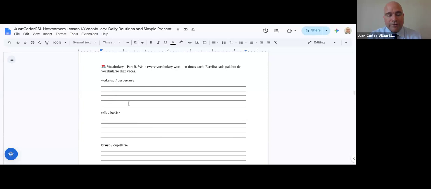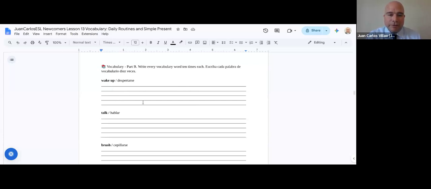And then another 5 more times. Wake up, wake up, wake up, wake up, wake up. So total 10 times. And you're welcome to write it in Spanish as well. También lo pueden escribir en español igual para que le ayude a recordar qué significa la palabra en inglés. También es un buen ejercicio de hacer ambos. Escríbalo 10 veces en inglés y después escríbalo 10 veces en español.